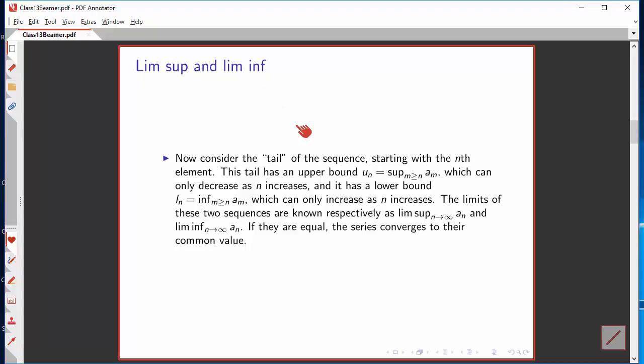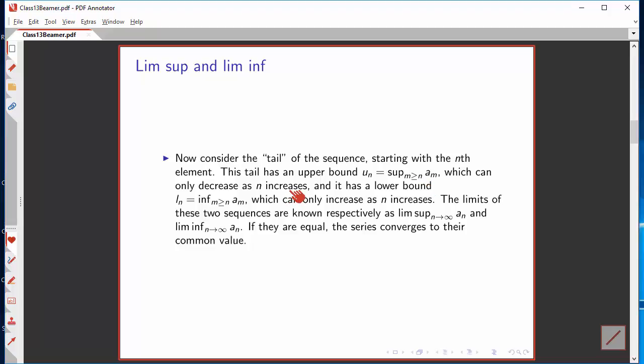So this requires some careful thought. Let's think of the tail of the sequence, that is, the sequence starting with just the nth element. If we have a bounded sequence, then this tail has an upper bound. It's the supremum of the mth elements for all m that are greater than or equal to little n. And this quantity can only decrease as n increases.